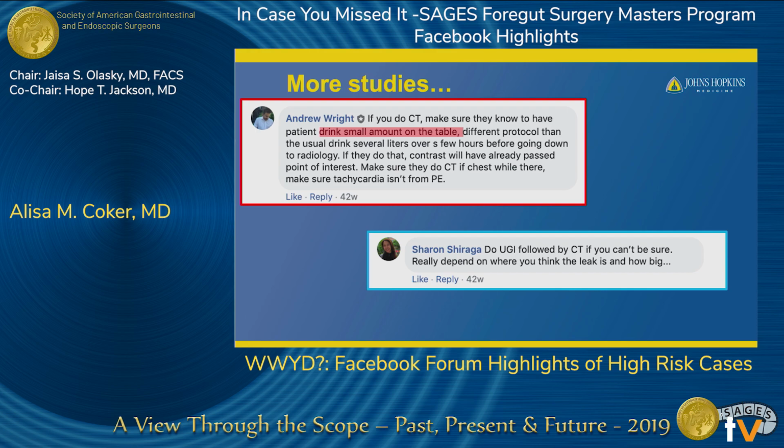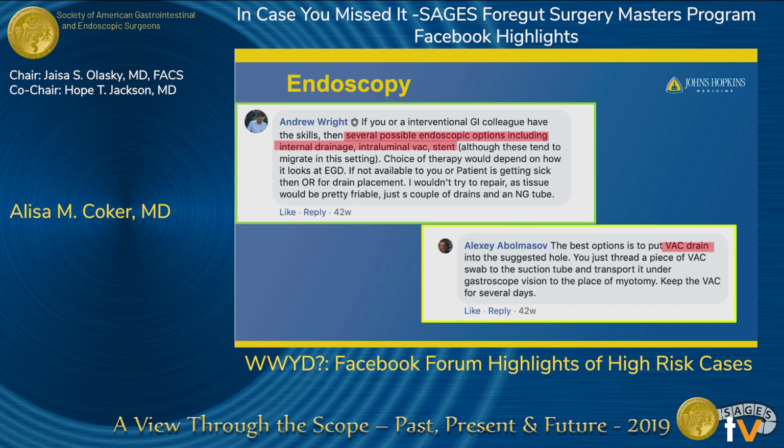Dr. Wright enlightened us that the protocol for that CT is very important. You need to make sure radiology knows that the patient needs to drink some contrast while on the table. Another option would be to evaluate endoscopically and then plan for intervention if the leak is found. Options include stenting, intraluminal vac, and internal drainage.